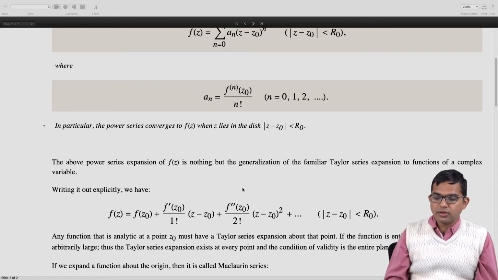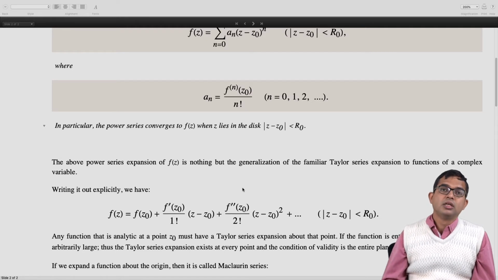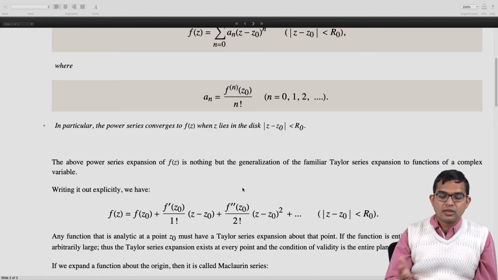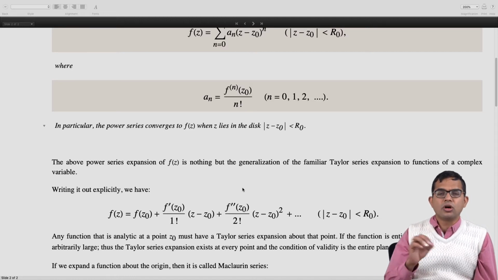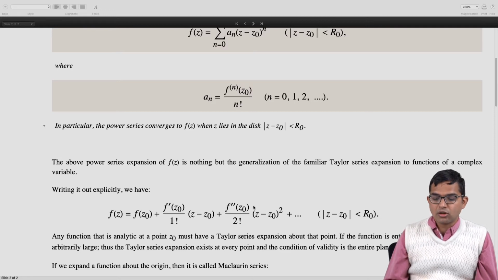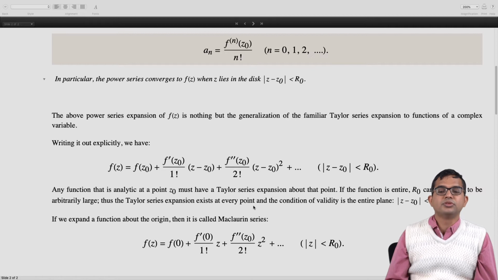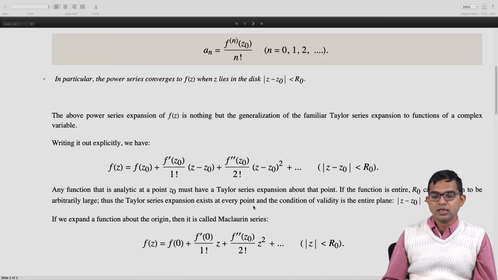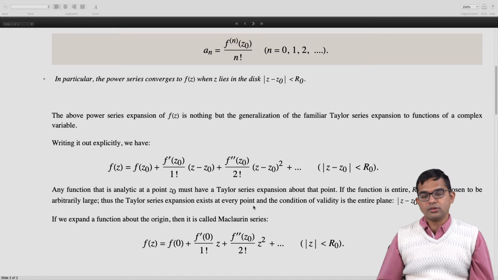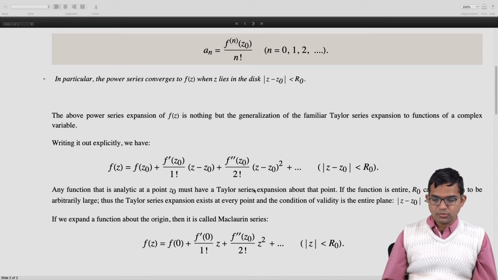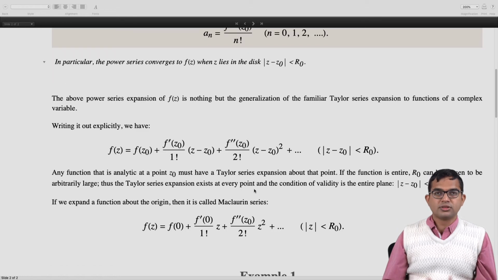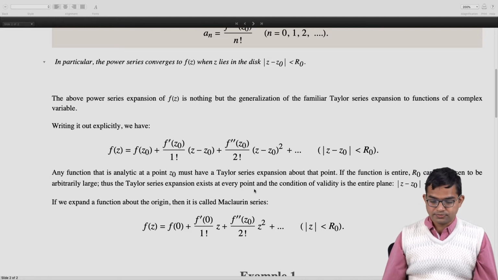So in particular, if you have an entire function, then you have Taylor expansions available for this function about any point in the plane, and all the different kinds of series that you can write would converge in the entire plane, right? If we expand a function about the origin, then the Taylor series is called a Maclaurin series, and it looks like this: f(z) is equal to f(0) plus f'(0) over 1 factorial times z plus f''(0) divided by 2 factorial times z squared and so on, right? |z| again less than r0, where r0 is this radius of convergence, as it is called. Okay, so let's quickly look at a few examples.